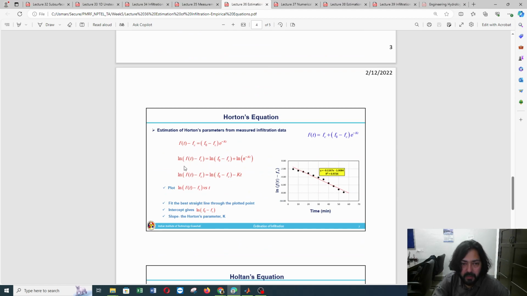If you look at this, we have converted this into the form of a straight line. So here the y-intercept will give us the value of f0 minus fc. Since we know the value of the constant fc, we can add it back to get the value of f0, that is the initial infiltration rate at the very beginning of infiltration. The next term is k. k is nothing but the slope. So if we know the slope of the straight line, we can get the value of k, and based on that we can calculate f(t).